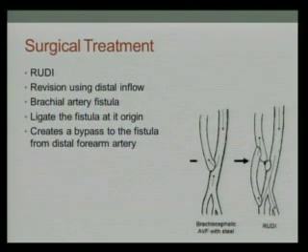So here's another kind of a modification of that. Instead of ligating the artery here, they ligate the fistula. Then as the artery comes down here, they create an inflow from the distal artery up to the fistula, okay? So you decrease the blood flow to the fistula, you get rid of this retrograde flow into the fistula. And you know, they've gotten some pretty good results with that too. So it creates a bypass to the fistula from the distal forearm artery.